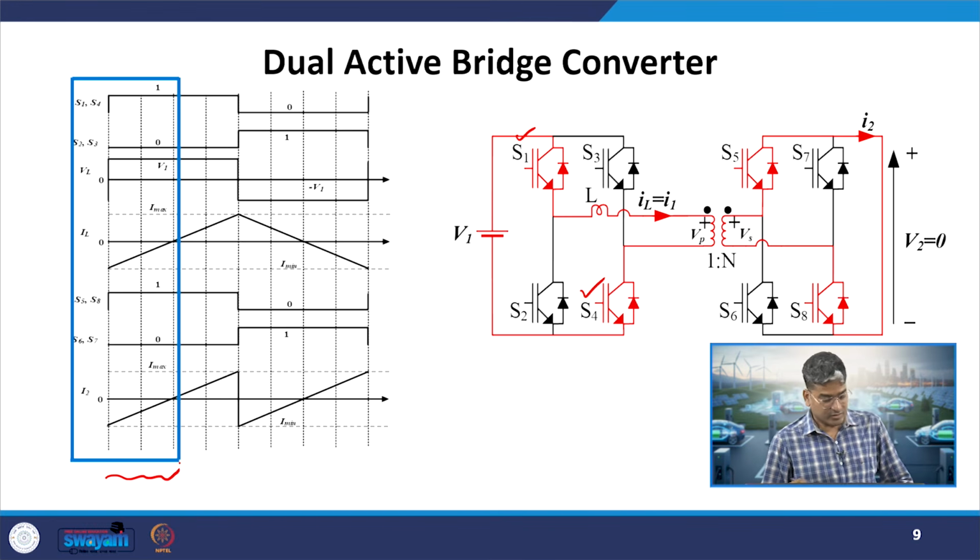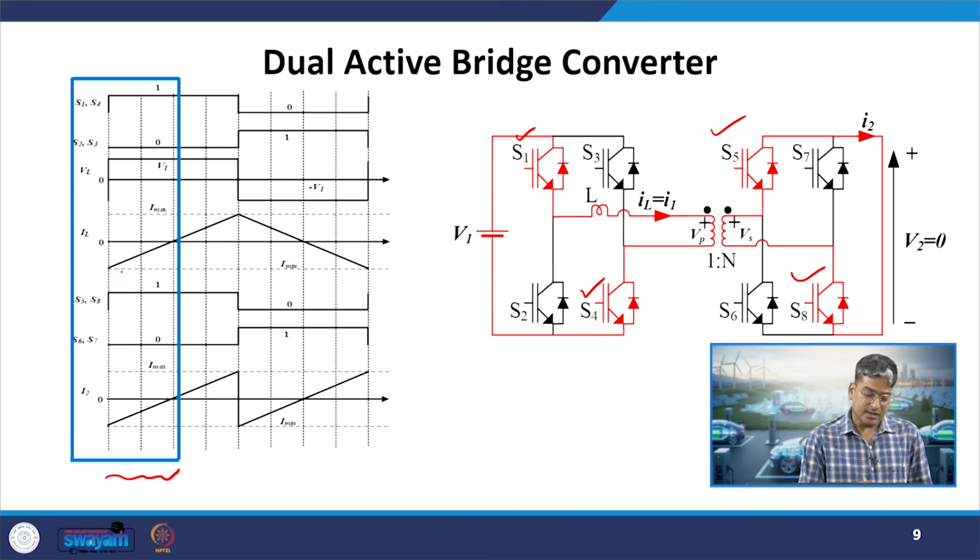Okay. So, S1 and S4 are on, and on the secondary side S5 and S8 are on, which are shown in red color also. They are having the gate pulses. Now, IL is negative. What is the meaning of that? It flows in this direction. Okay. So, if it flows in this direction, what is the convention over here? If you see, the dotted terminal is over here and it is seeing an outward current.